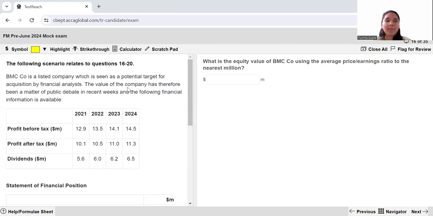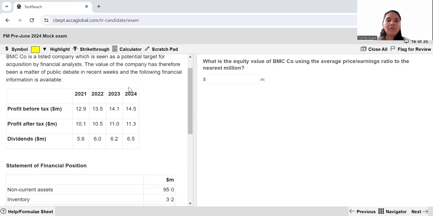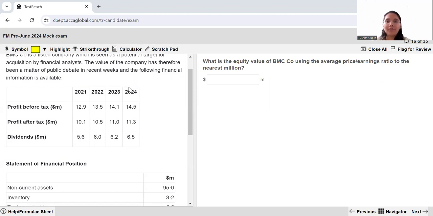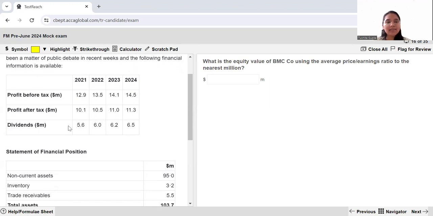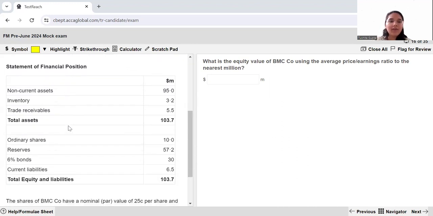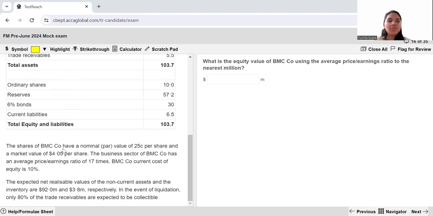BMC company is a listed company which is seen as a potential target for acquisition by financial analysts. The value of the company has therefore been a matter of public debate in the recent weeks, and the following information is available. So you have for 4 years the profit before tax, after tax, and the dividends. Then you have the statement of financial position. The shares of BMC company have a nominal or par value of 25 cents per share and a market value of $4.05 per share.